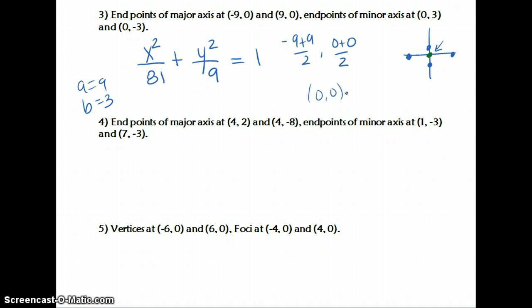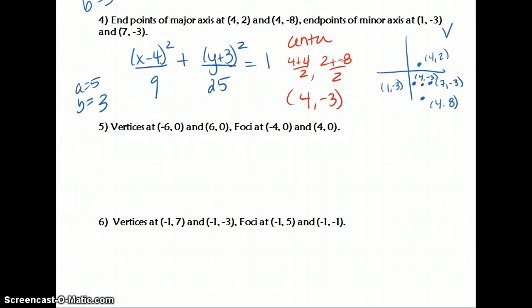Okay. Once again, we knew that it was going to be a horizontal ellipse because the major axis was horizontal, and then the a squared has to go under the x. Please pause the video now and try number 4 on your own.